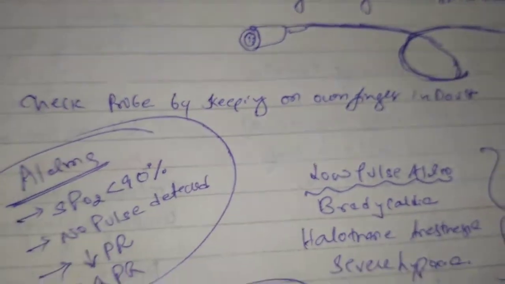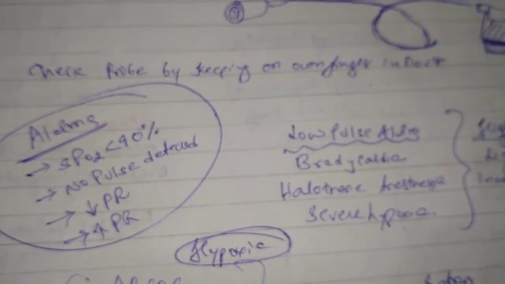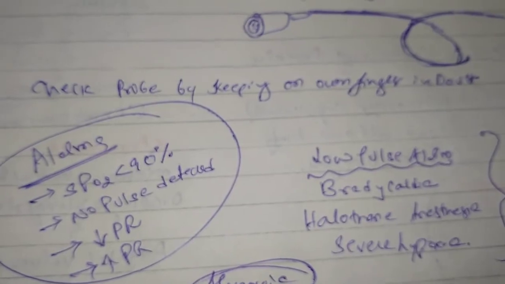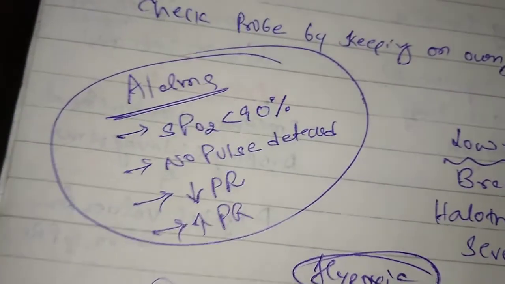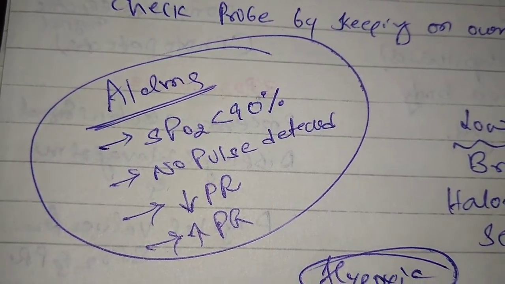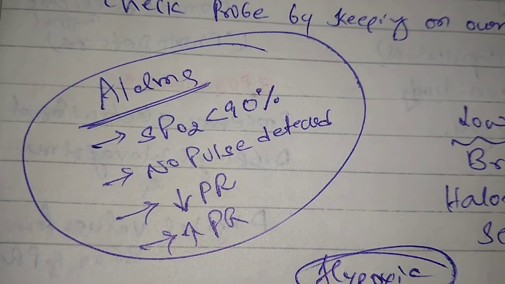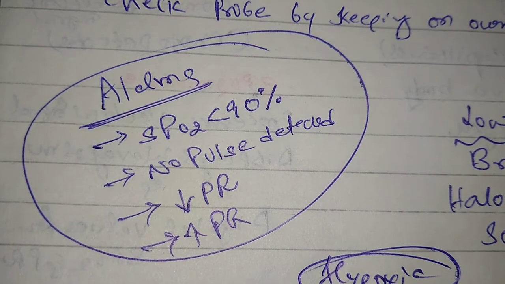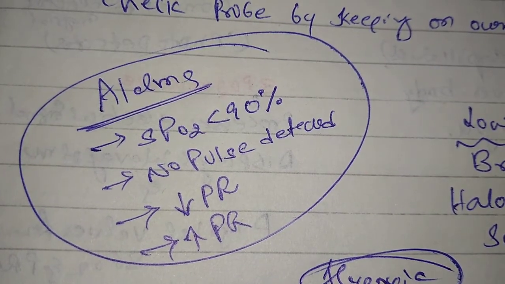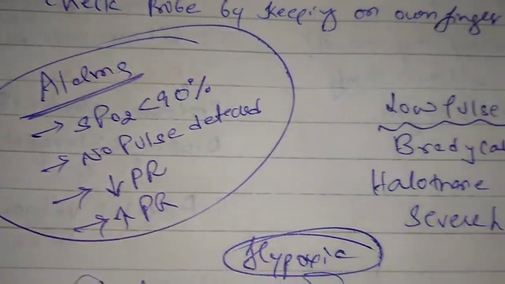The probe may not function properly, so check the probe by keeping one finger on it if you are in doubt. So the next thing is alarms. SpO2 alarms: if it is less than 90%, we can see the alarm. If there is no pulse, alarms may be there. If there is a decreased pulse rate or increased pulse rate also, we can see the alarms.